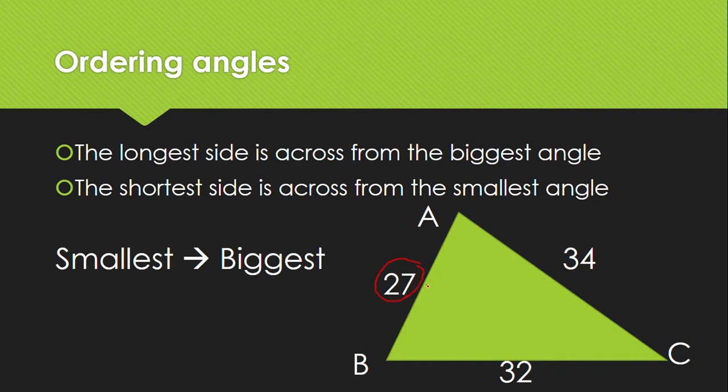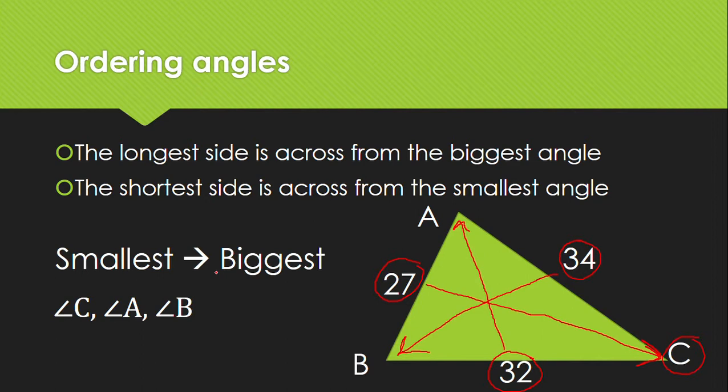And my smallest angle is going to be all the way across the triangle from that. And remember, an angle is just one letter. It's in the corner. So that would be angle C. Then my next smallest angle is across from my next smallest side, which is 32. So I go all the way across and get to angle A. Finally, my biggest angle is across from my biggest side here, which is 34. So I'm going all the way across and get angle B. So there we go. From smallest to largest, we have angle C, angle A, then angle B.